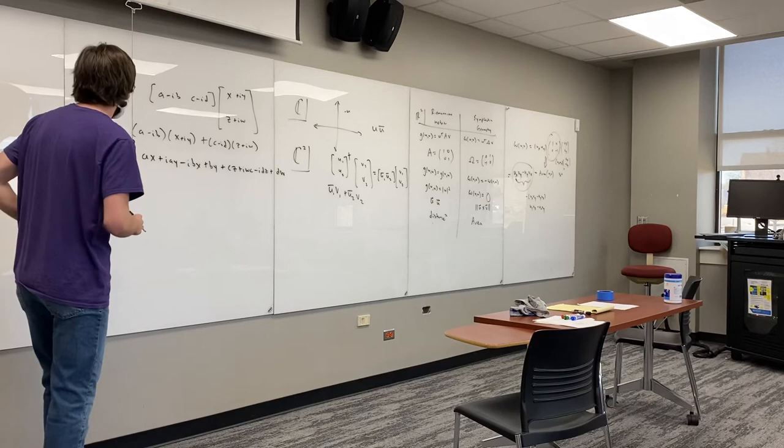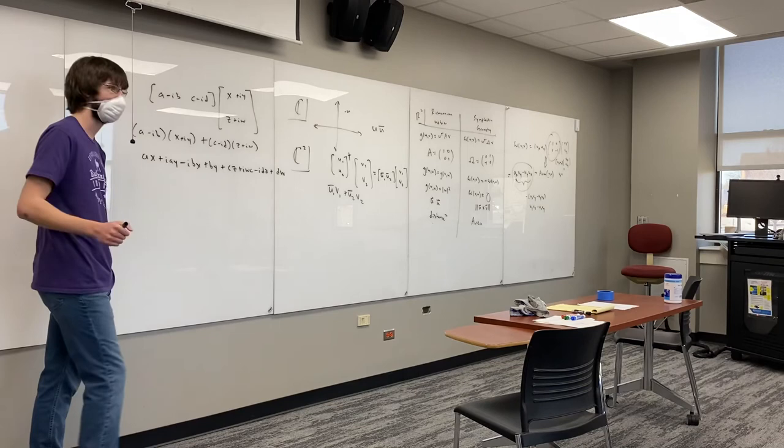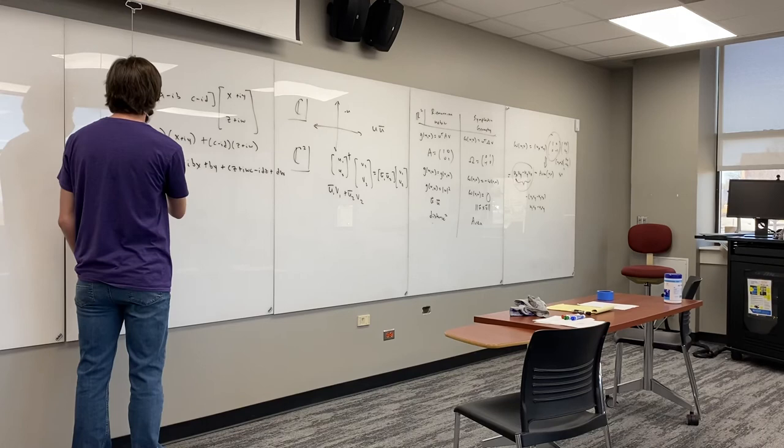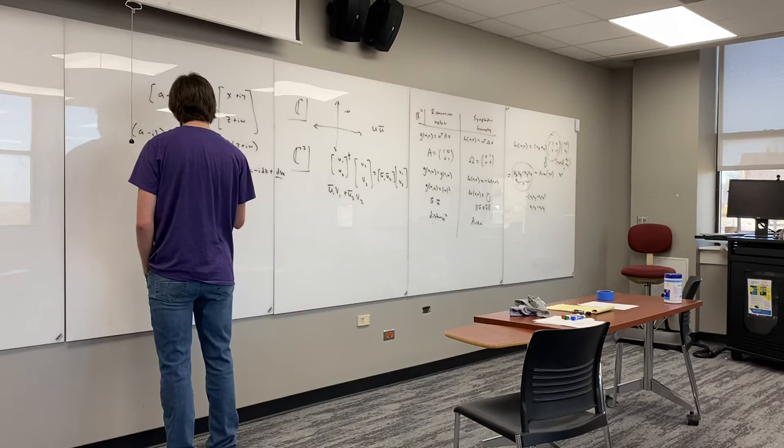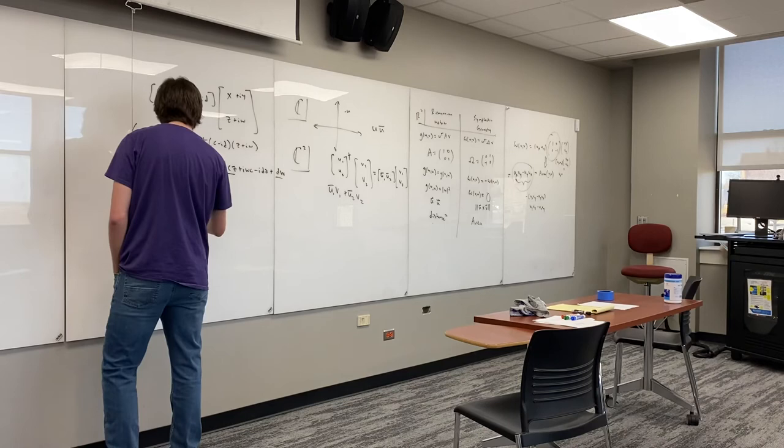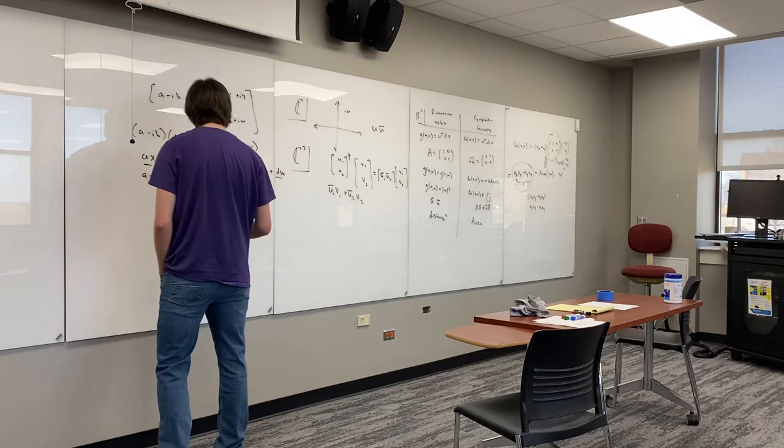Okay, so let's organize terms. AX plus BY plus CZ plus DW. Okay. Plus I times AY minus BX plus I WC.